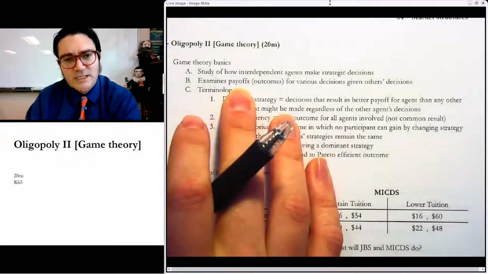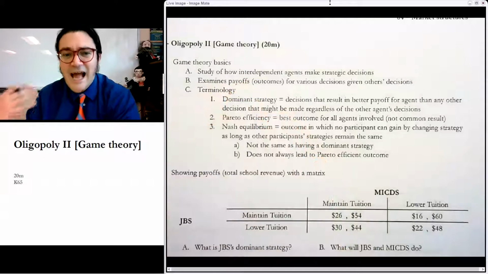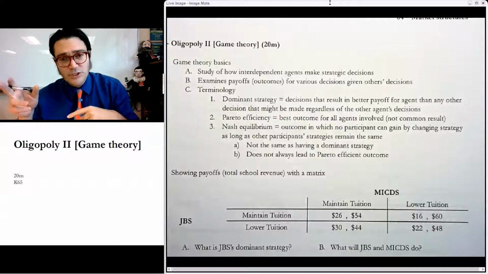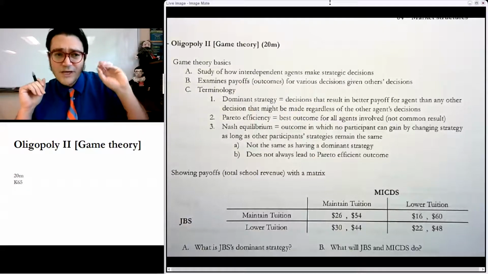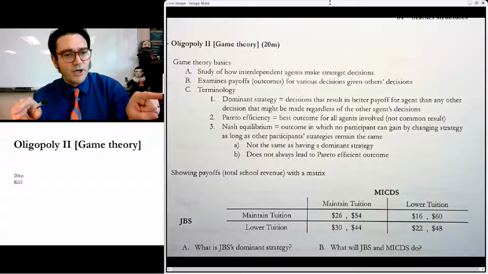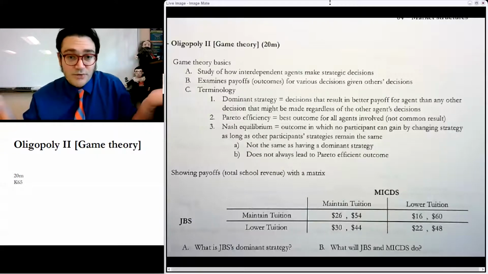Really what we do in this is we examine the payoffs or the outcomes for various decisions given what the other party is going to do. So like if I know that the other person is going to do blah, then what are the two outcomes for me and which one should I choose? That's all you really have to do.